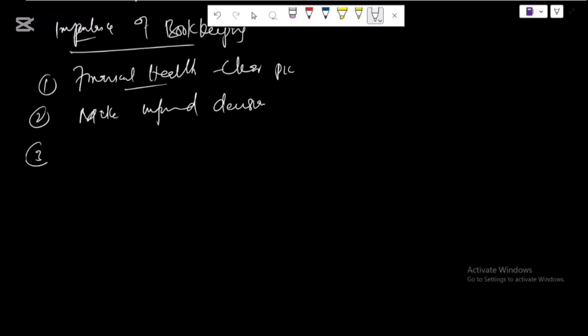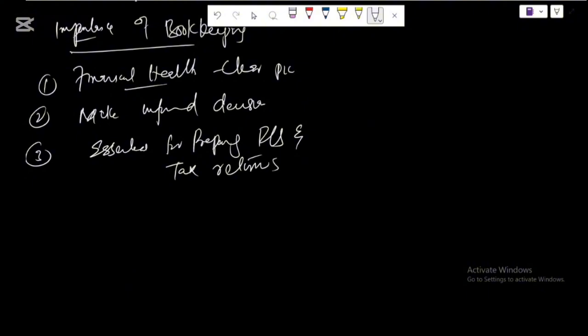Clear? The third importance of bookkeeping is that it is essential when you are preparing the financial statements. So it means that it is essential for preparing financial statements, and also essential for your tax returns. Clear? And the fourth one, I will say that this is ensuring compliance with the financial regulations.